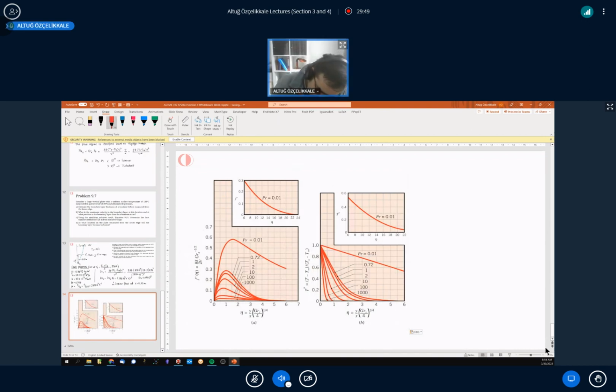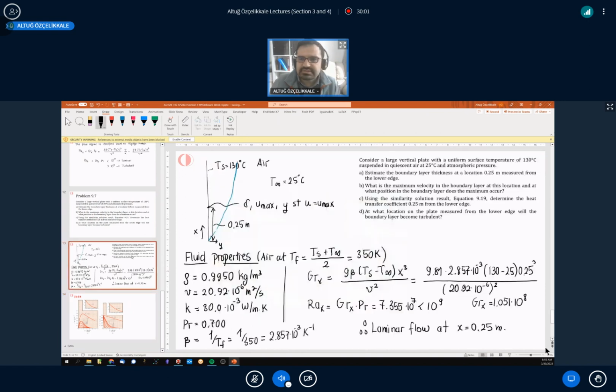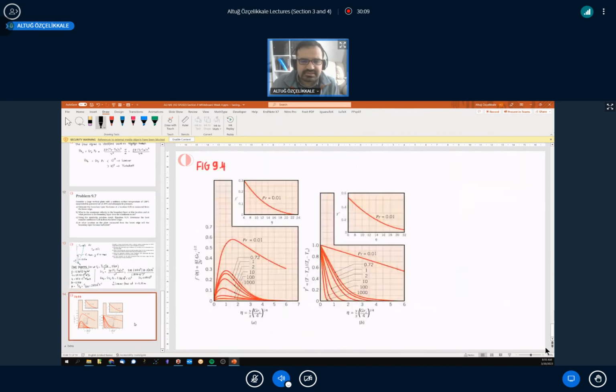Oh, I forgot to write it, probably in the previous class. That is from your textbook, figure 9.4, so you can refer to that. And now the question is, how are we going to use this figure? First thing is, estimate the boundary layer thickness at a location, that's x is equal to 0.25. What does the boundary layer thickness mean? It is the location at which the velocity, by the way, we are talking about the hydrodynamic boundary layer here, approaches zero near the edge of the boundary layer, right?